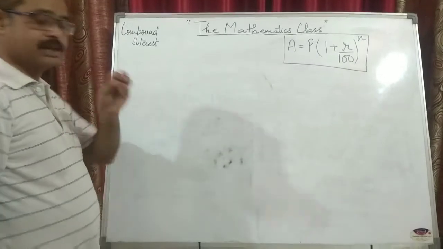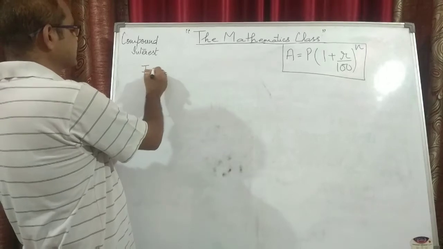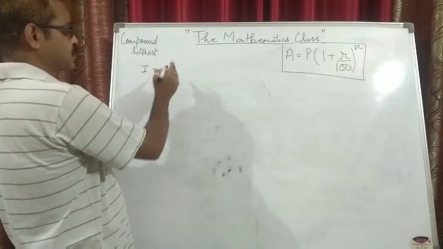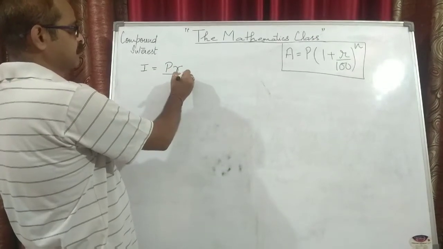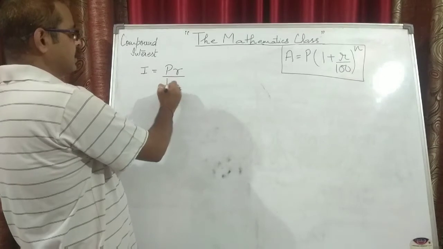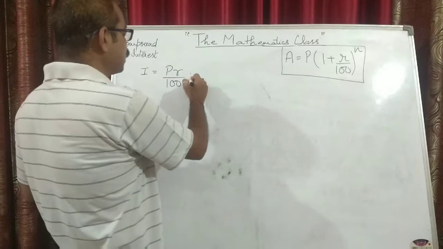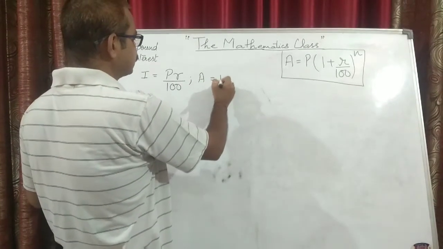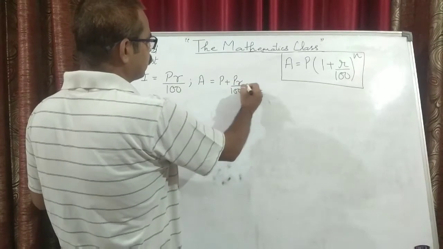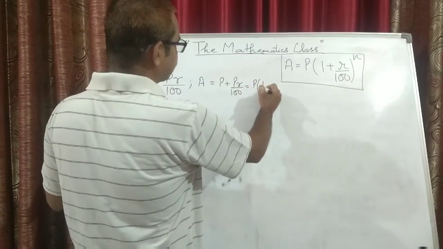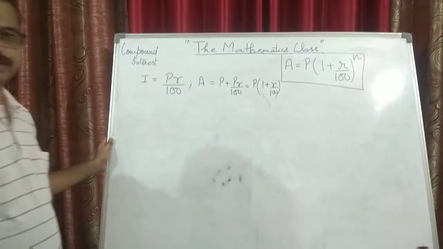Now how it came, I'll just give you a very small hint. We know that interest for 1 year is principal into rate into time. Time is 1, so either you write or you not, upon 100. This is the interest. So amount will be principal plus interest, that is P plus PR upon 100. From this, if you take P common, you are left with 1 plus R upon 100. This is for the first year.